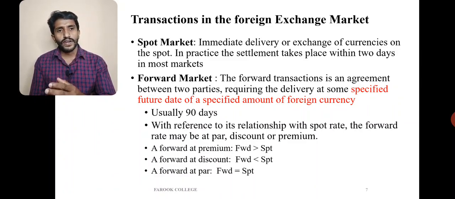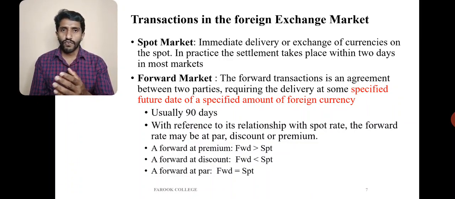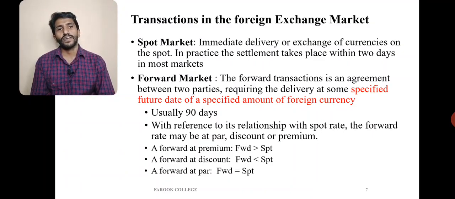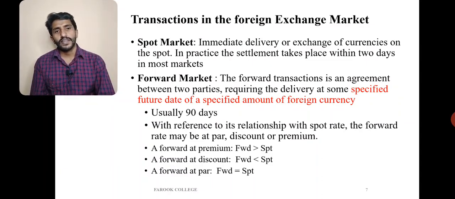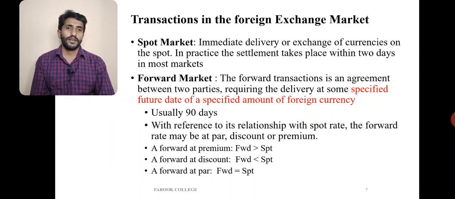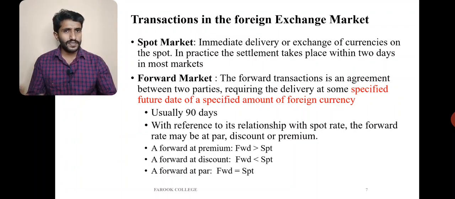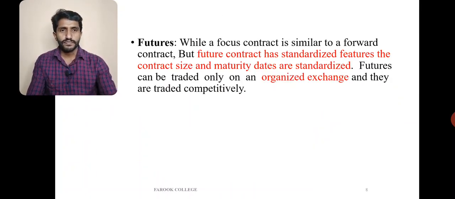Then there is a forward at a discount. If the forward rate is lesser than the spot rate, then we can say that the forward is at a discount. If the forward and spot rates are equal, then we can say that the forward is at par. Okay, so this is the forward market. It is just the opposite of the spot market.